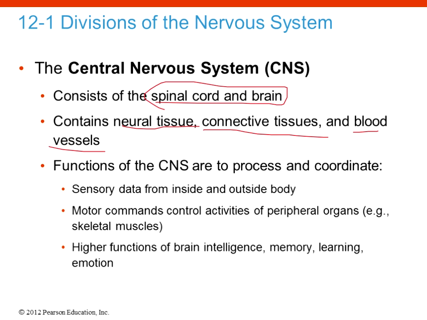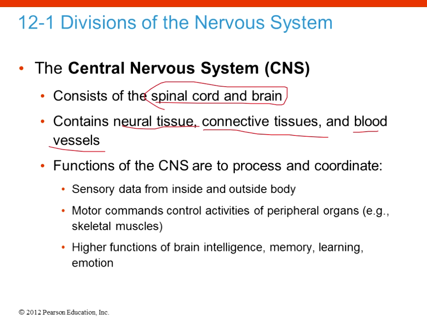The functions of the central nervous system can generally be categorized in three sections. First, bringing in sensory data from either inside or outside the body, and sending out motor commands to peripheral organs, like out to a skeletal muscle, telling a skeletal muscle to contract, for instance, which is something we looked at last time when we talked about skeletal muscle. We saw the neuromuscular junction and how the nervous system interfaces with skeletal muscle.